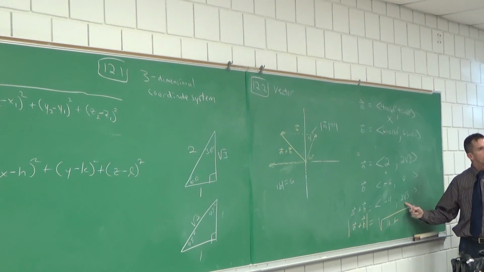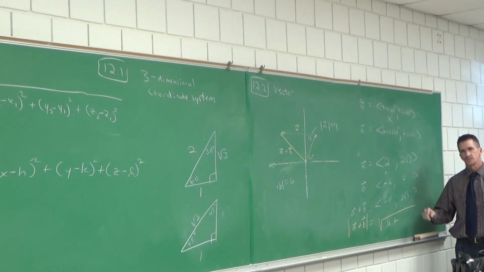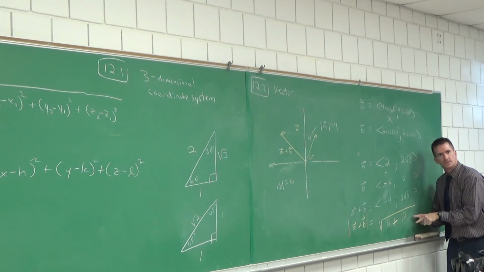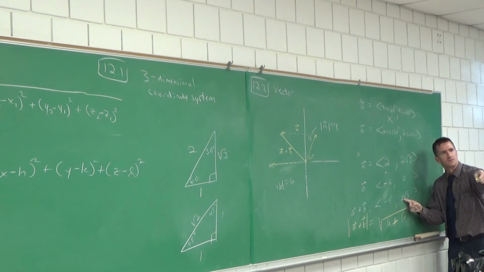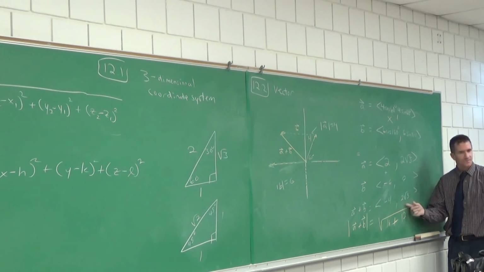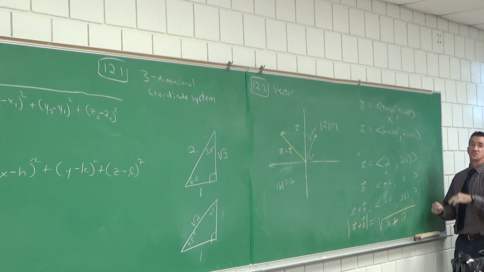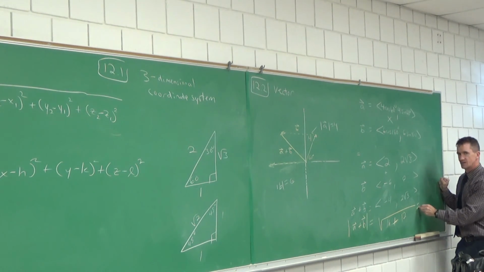If I square a 2 and a square root of 3, 2 squared is 4. What's square root of 3 squared? 3. 4 times 3 is 12? Let me make sure. Is everyone okay with that? I squared the 2, got a 4. I squared the square root of 3, got a 3. 4 times 3 is 12. So what's the actual resultant vector's magnitude? Root of? 28. There you go.